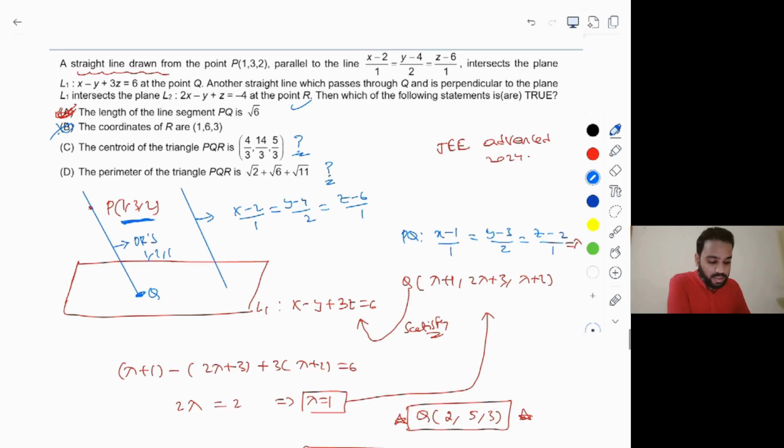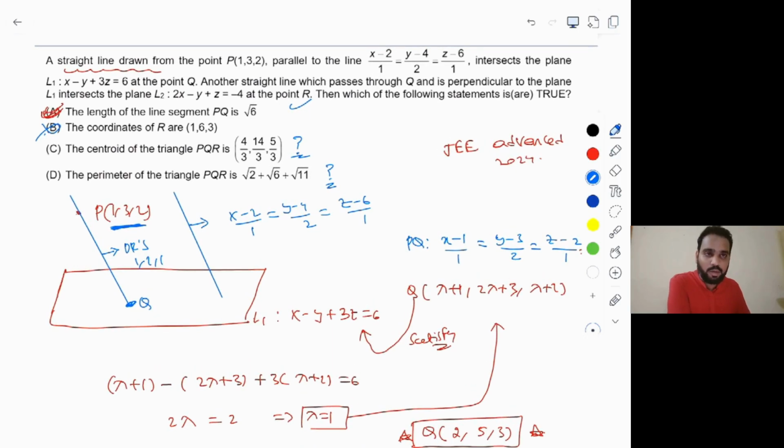So as you can see here, one single question in JEE Advanced is made up of different concepts: centroid, distances, perimeter, solving line and plane, and solving point of intersection using another line parallel to another line.